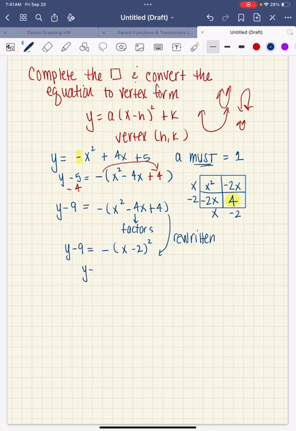So this is going to be y minus 9. Oops, no. Add 9 to both sides, and this is negative x minus 2 quantity squared plus 9. The vertex is at (2, 9), and this parabola is a reflection over the x-axis.